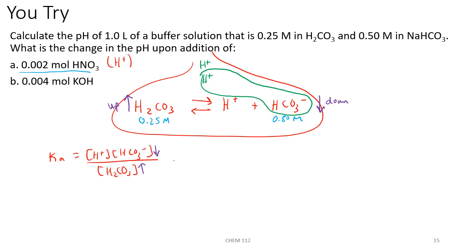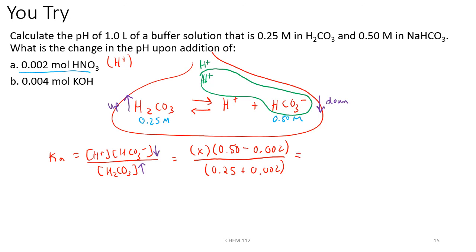So we really don't need to rewrite our entire ice table. Hydrogen ion will still be X. Bicarbonate was 0.5 molar, and that's going to go down by 0.002 moles. And our carbonic acid was 0.25 molar, and that's going to go up by 0.002 moles. We're essentially assuming we have no volume change from adding in these moles, so we can just add or subtract the number of moles to our molarity in this case. It's kind of a simplifying assumption as well.